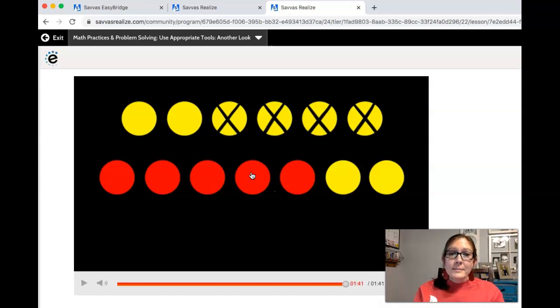Kindergartners, in our next math topic, we will work hard on determining the difference between an addition story and a subtraction story, and we'll get lots of practice with both.